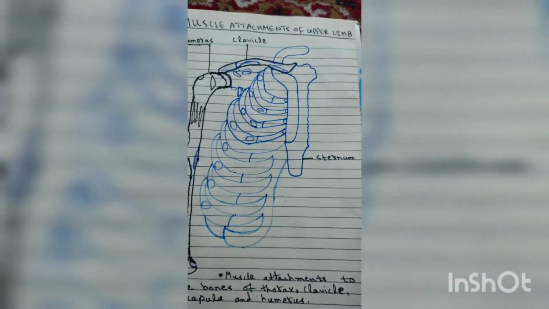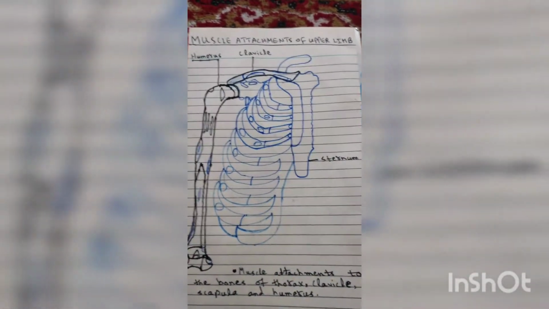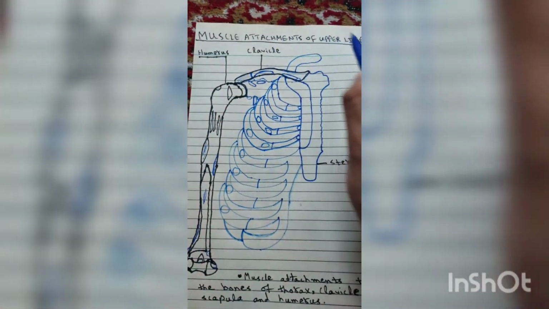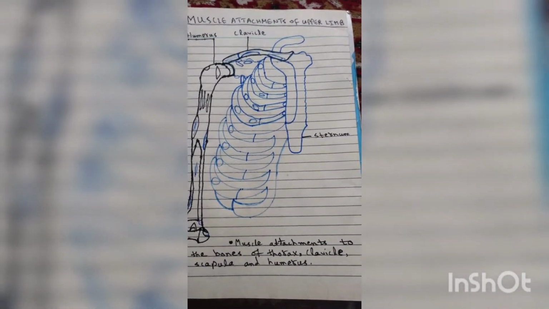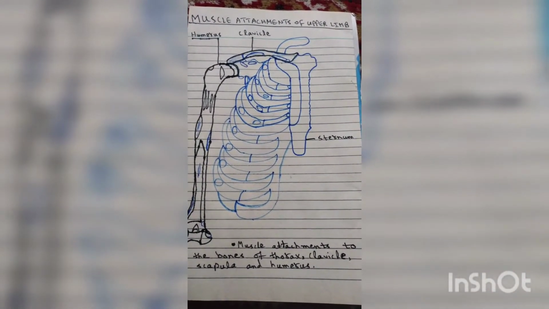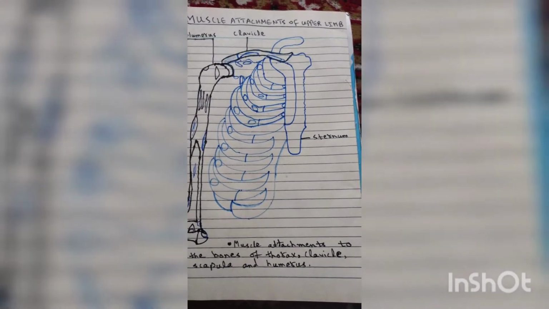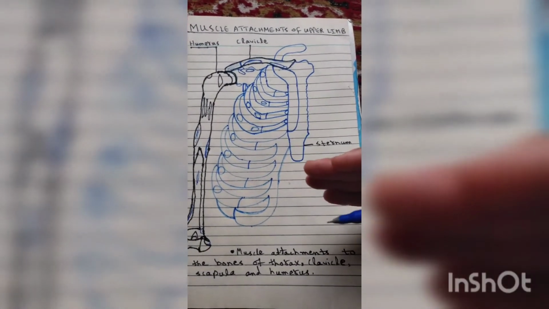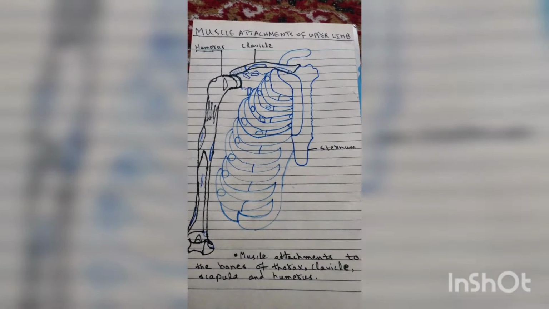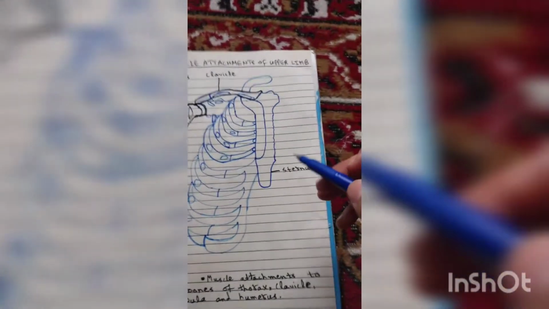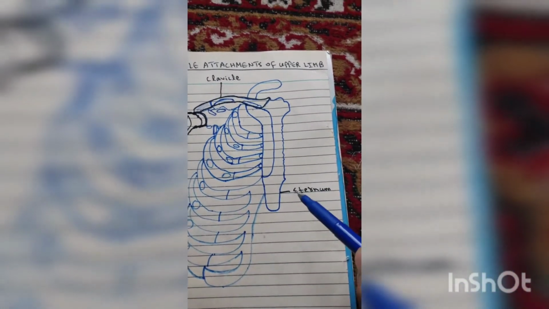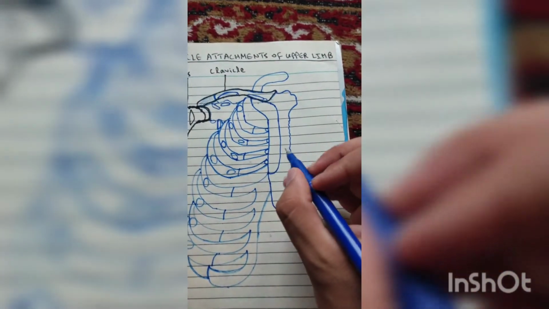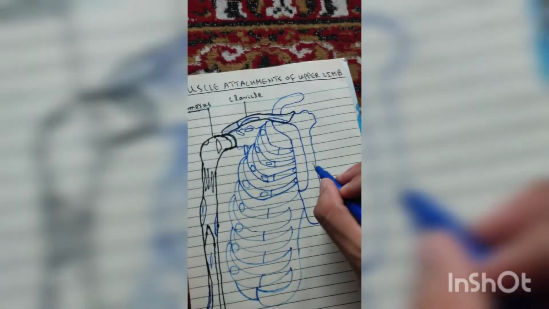Now we will move on to a very important topic known as the muscle attachments of the upper limb. And these muscle attachments are very important to understand the locomotion of the upper limb, that is, how these muscles coordinate with each other in order to perform the locomotion of the upper limb. So starting from the medial aspect, this is our sternum bone, and here a very important muscle is attached, which is known as the pectoralis major muscle.